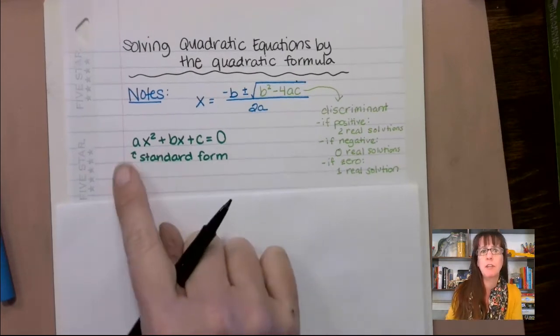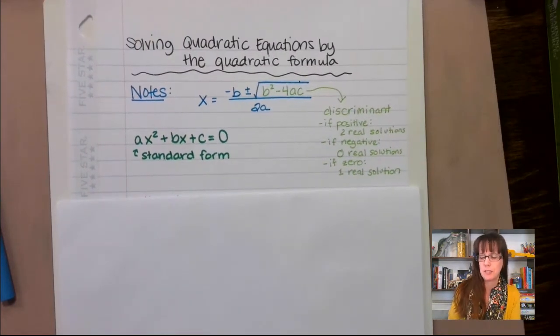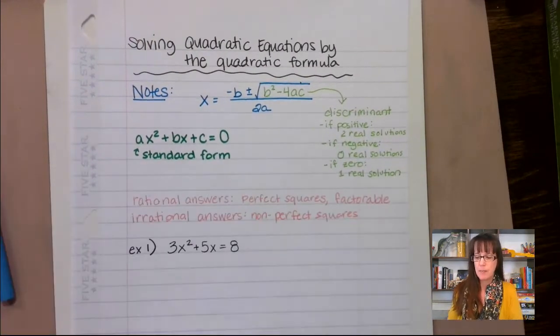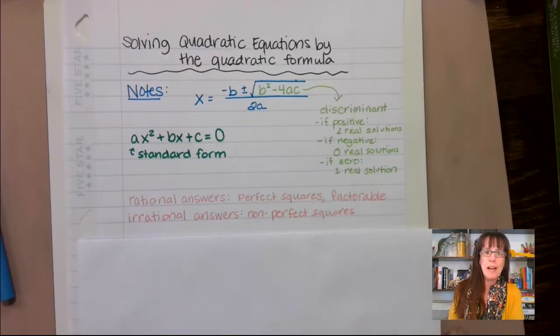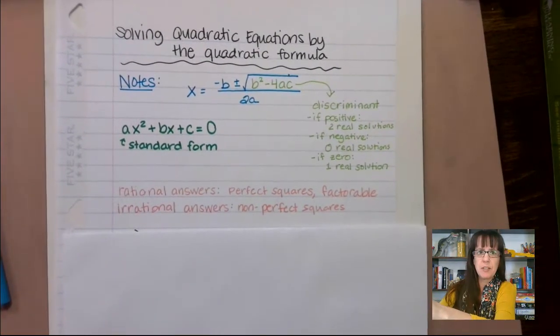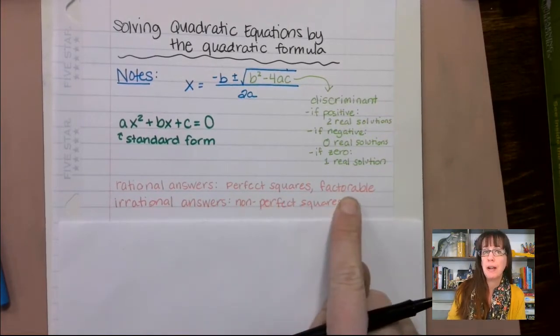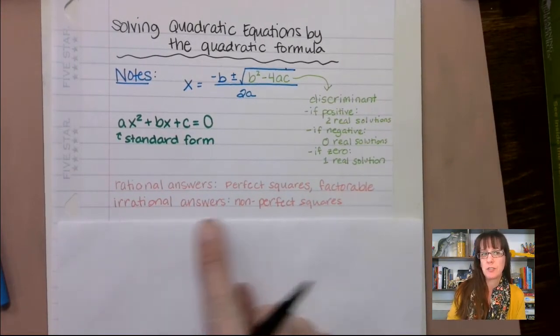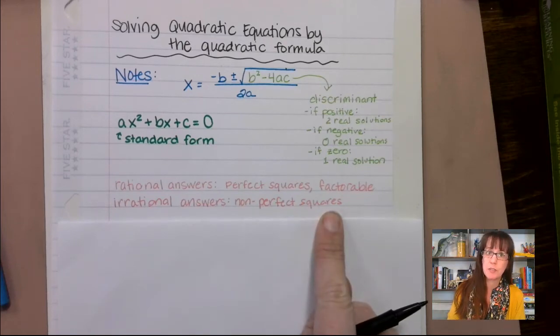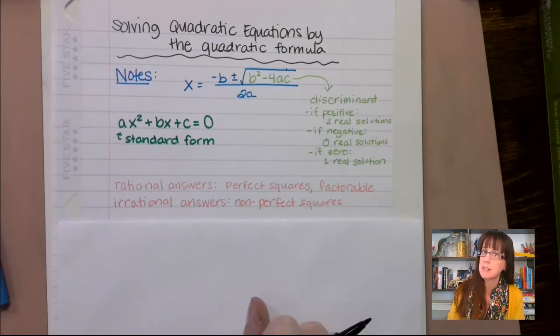Okay, and friendly reminder, standard form of our quadratics looks like this. All right, so let's dive in. One more note thing, rational answers, and that pink is kind of hard to see, I'm very sorry. Rational answers are answers that are perfect squares. Those are factorable. Irrational answers are ones that are non-perfect squares. So if your discriminant is a non-perfect square, it is irrational and not factorable.